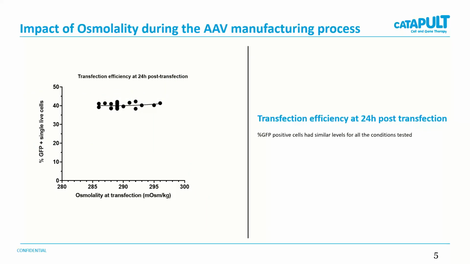Before going into all the results, as a start for the experiment, the transfection efficiency, which is determined a day post-transfection, was assessed before any shift in osmolarity. So we were expecting to have a similar level for all the conditions. And you can see it's around 40% transfection efficiency for all of them. So this was as expected. It's a starting point for this experiment.